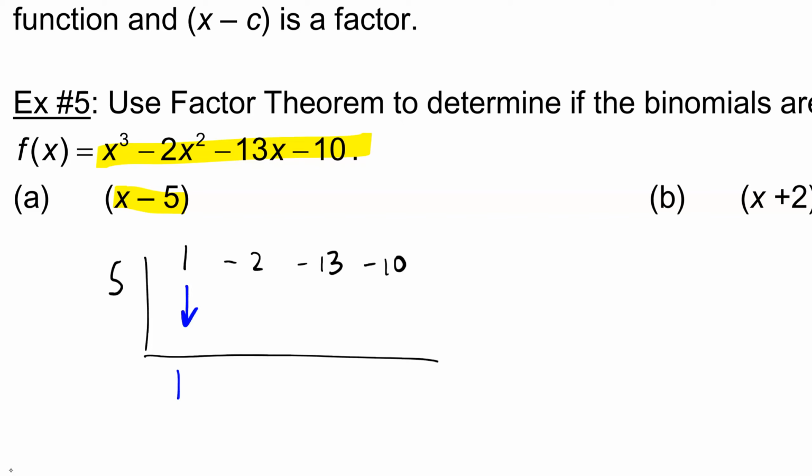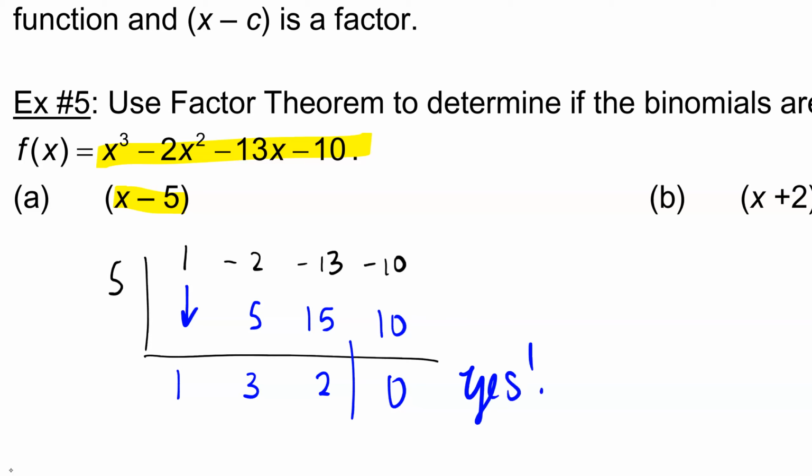So bring down the 1, multiply, add, multiply, add, multiply. Oh my gosh, it goes evenly, so it's definitely a factor. No remainder, so it is a factor. If we had a remainder, it would not be a factor. No remainder means it goes evenly. It is going to be a perfect factor. So this one, yes, there's no remainder, so we're good. So all this said was determine if it is.